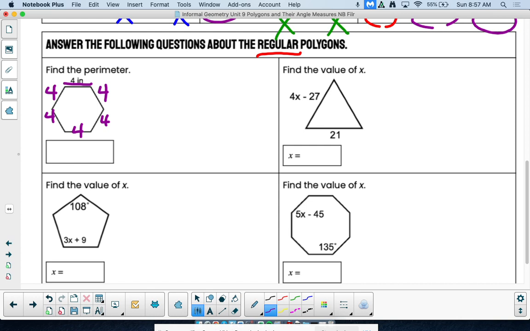So really, how many 4s do we have there? We have 1, 2, 3, 4, 5, 6, because it's a hexagon. So 4 times 6 equals 24. So the perimeter would be 24 inches.